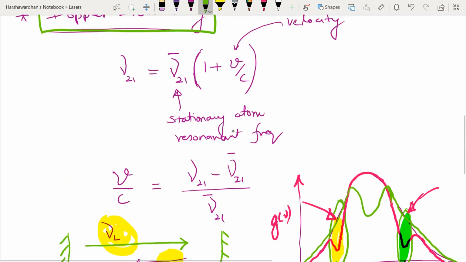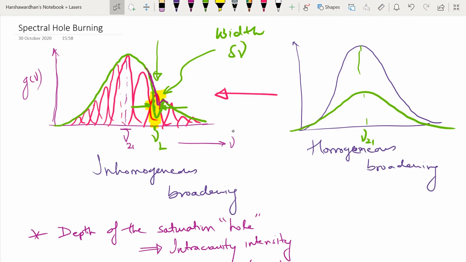This business of a hole being created in the gain profile is what is known as spectral hole burning. Because of saturation, one has burnt a hole in the spectral domain. This is called spectral hole burning. Contrast this with the spatial hole burning that we talked about, wherein it is the spatial location of the atom and the spatial location of the nodes and antinodes of the standing wave pattern that led to burning of holes in the spatial gain profile, in contrast to this situation.